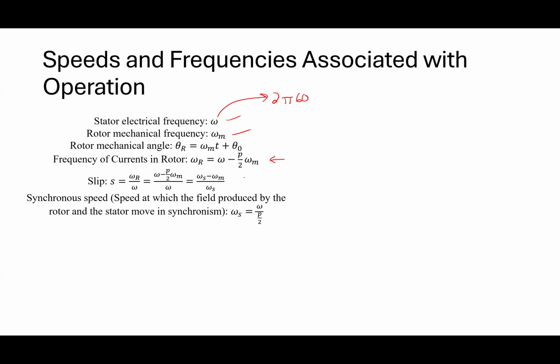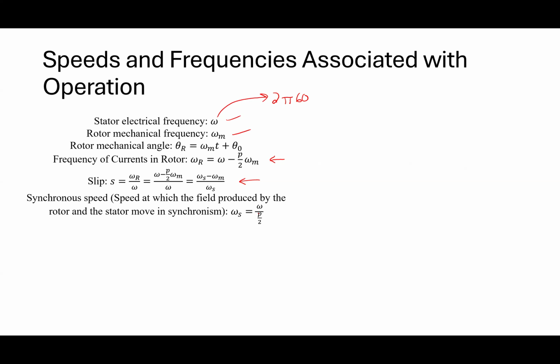And that's related to basically the difference between the two moving fields. All right. And then the thing that's really important for us usually is this thing slip, which is really a percent difference between the speed the machine's running at and the synchronous speed, which is the fastest speed it'll do. So the synchronous speed is the fastest speed the machine will move at. So what I wrote here, I said omega s is omega divided by p over 2.